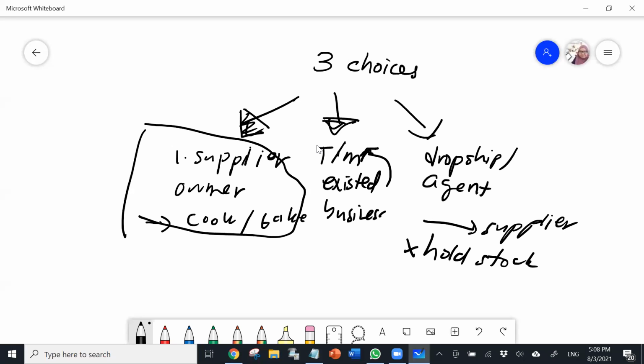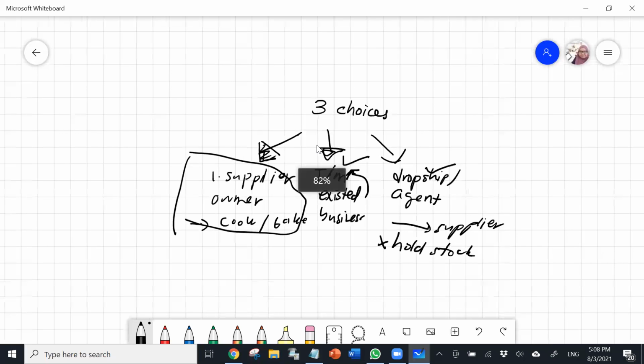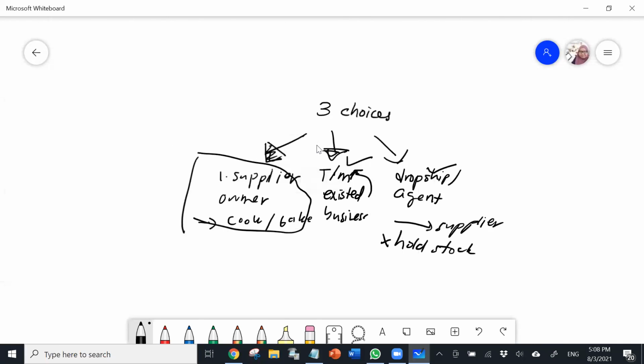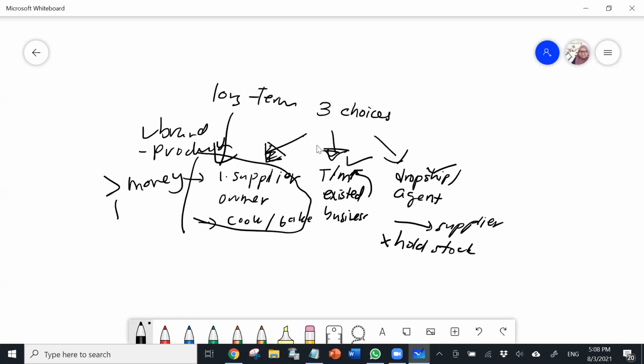I would suggest this one and this one, but not this one, because it's going to be very hectic. But when it comes to business, if you want to do a very long-term business, you should go for this one. This is the most long-term one. You have your own brand, you have your own product. This is the one that will actually give you more money, because it is low in cost.